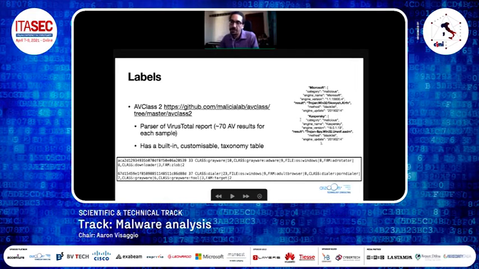and substantially it tries to parse the name of the result, since we know that we don't have a standardized, unique nomenclature for all the antiviruses. It tries to extract keywords in the name returned by each engine and tries to map them to a common taxonomy table that it has built in, which is also customizable. So we can see an example of the outputs for 2 samples.